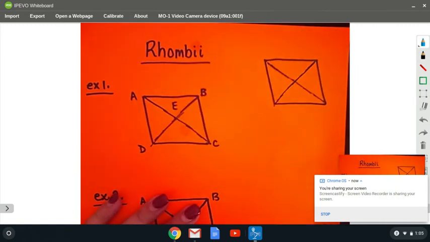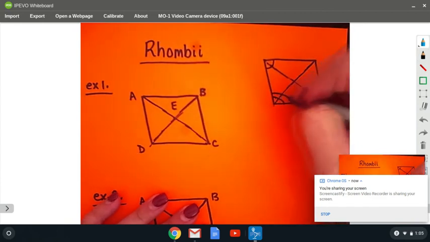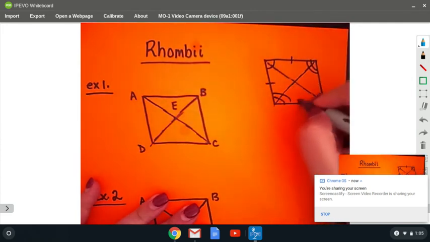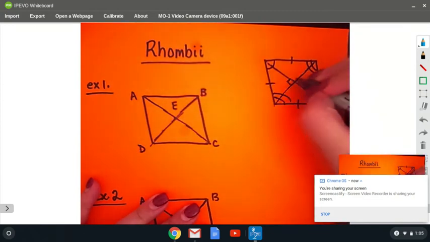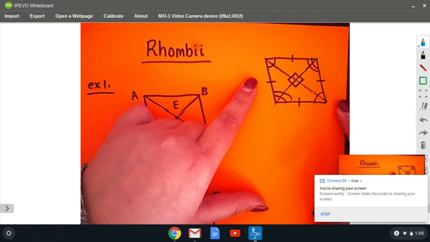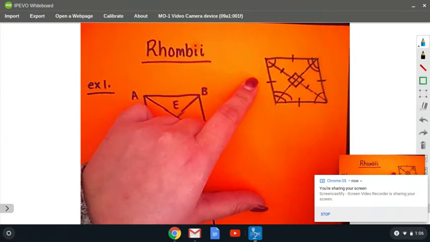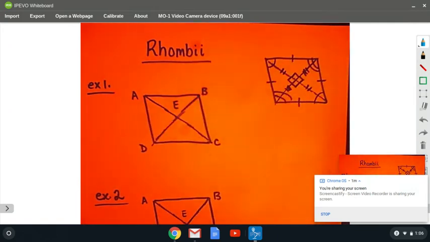We know that the angles opposite each other are congruent. We know that all sides are equal. We know that these are all right angles inside here. We also know that these diagonals bisect each other, okay? So that means that these two pieces must be equal and these two pieces must be equal, okay? So those are just a few things we know.